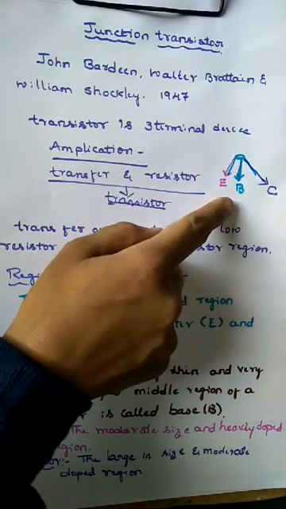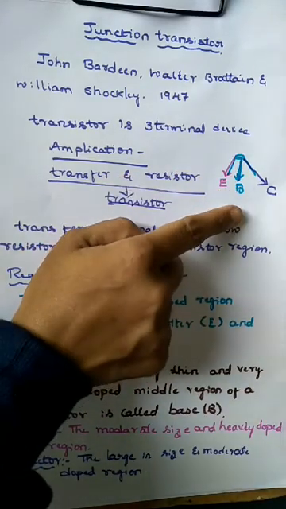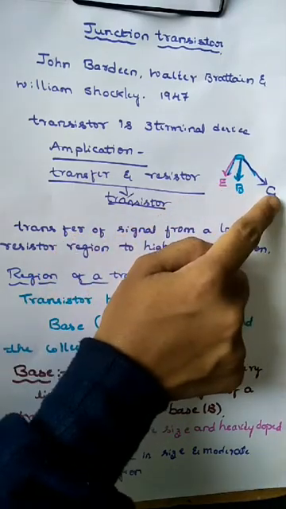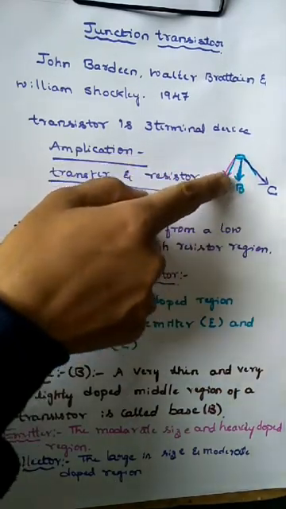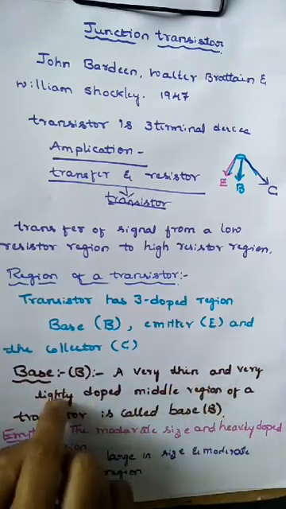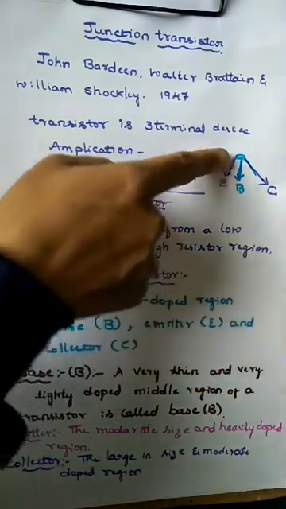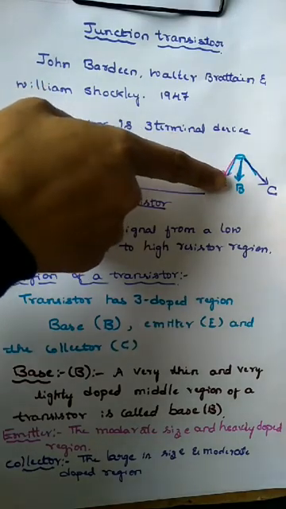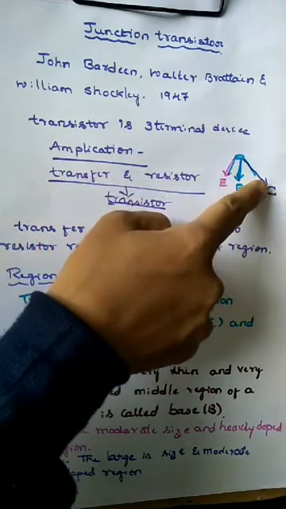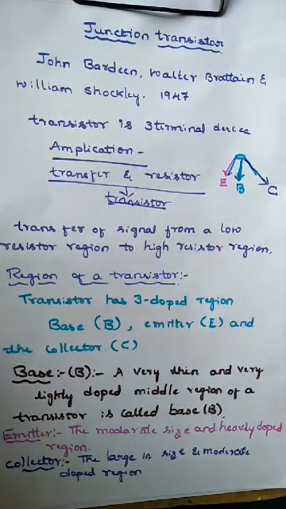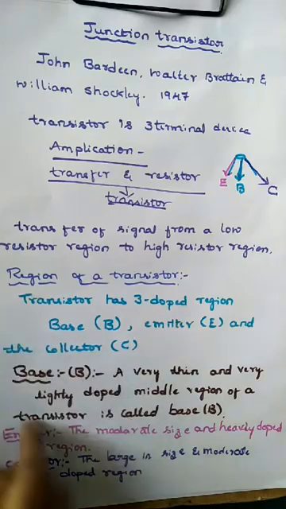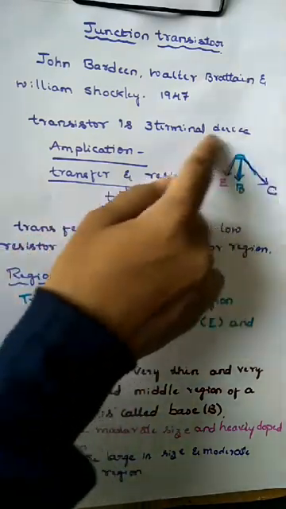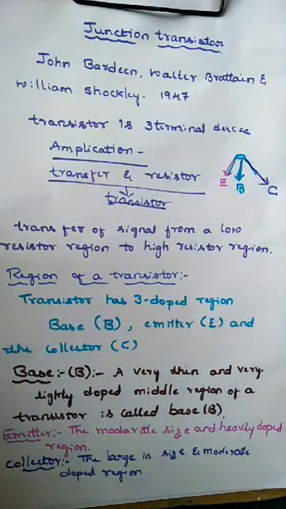So the transistor is a three-terminal device. It consists of three regions: base, emitter and collector. The middle one is the very thin, very lightly doped base. The emitter is a moderate size and heavily doped region. The collector is large in size and moderately doped. This three-terminal device is called a transistor. Next we see the roles of the different regions of a transistor.